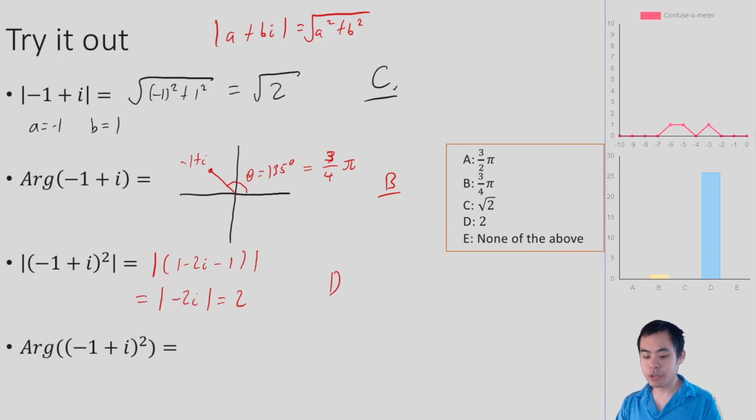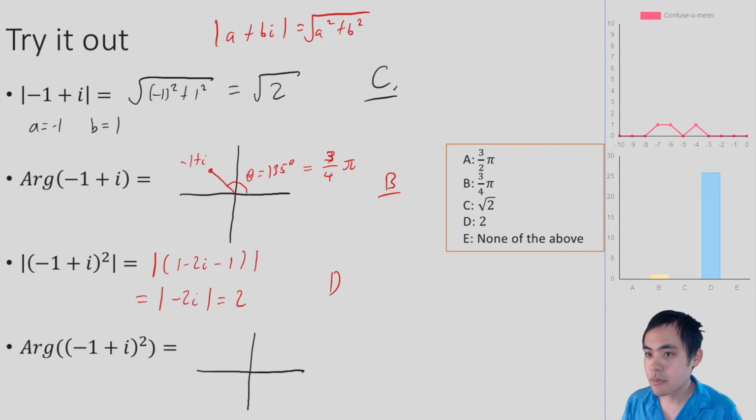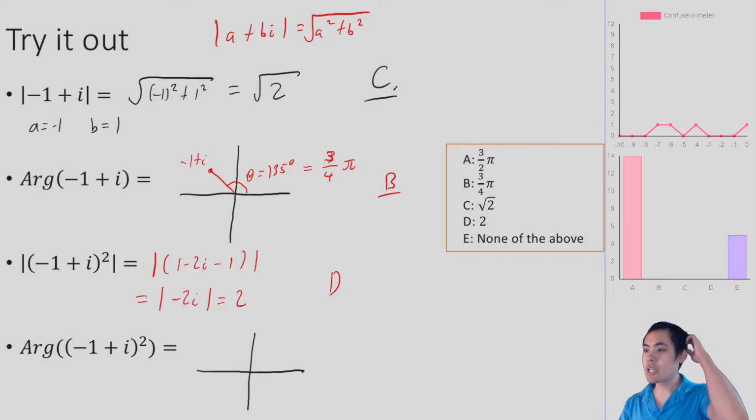Okay, and let's look at the last one, which is the argument of this thing squared. So what's that equal to? Okay, so it looks like we have a lot of people who are saying A, a few people who are confused, but there are a couple ways of seeing this. One of them is that when you multiply something by itself, you're taking the rotation and doing it twice. And so the minus 1 plus i had an angle of 3/4 pi, and therefore this is going to have 3/2 pi.